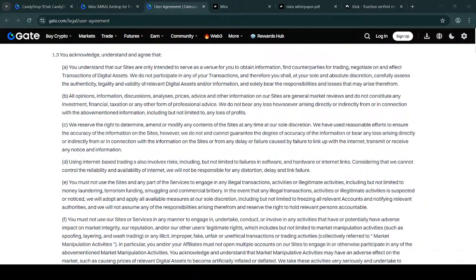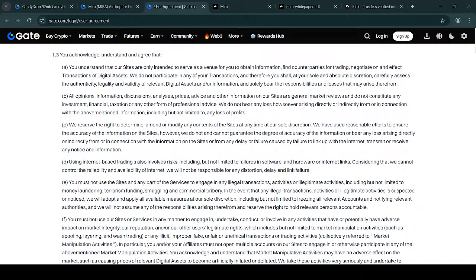So we reserve the right to determine and or modify any content of the site at any time and at our sole discretion. We have used reasonable effort to ensure the accuracy of the information on this site. However, we do not and cannot guarantee the accuracy of the information, nor bear any loss arising directly or indirectly in connection with it.